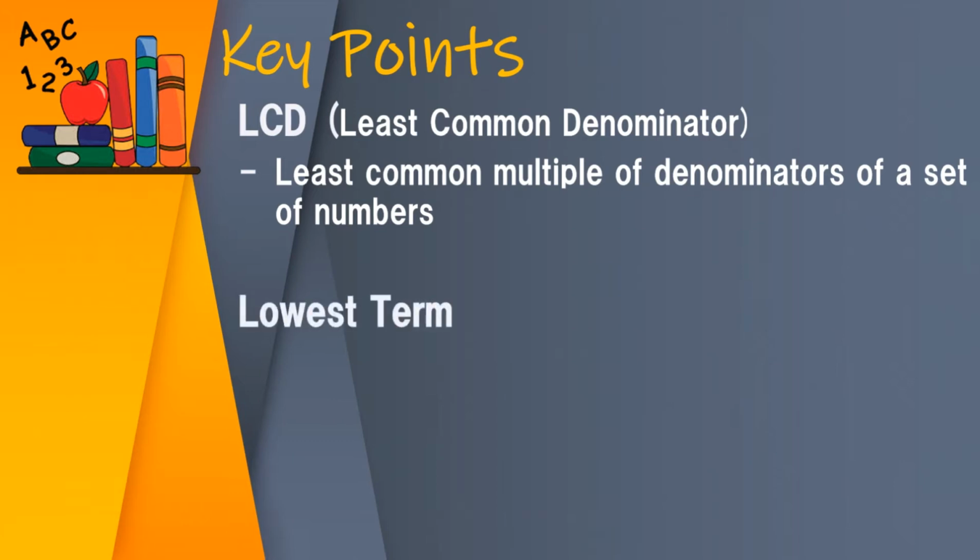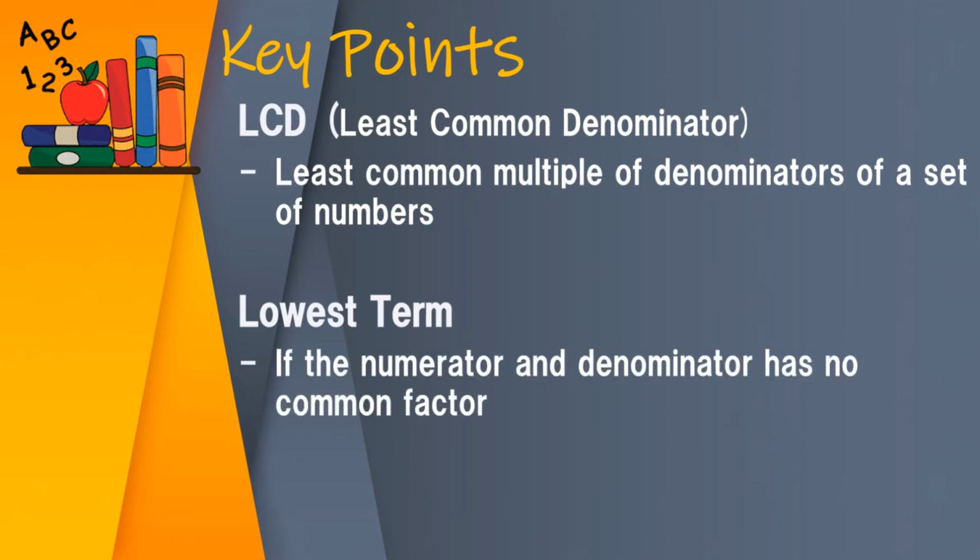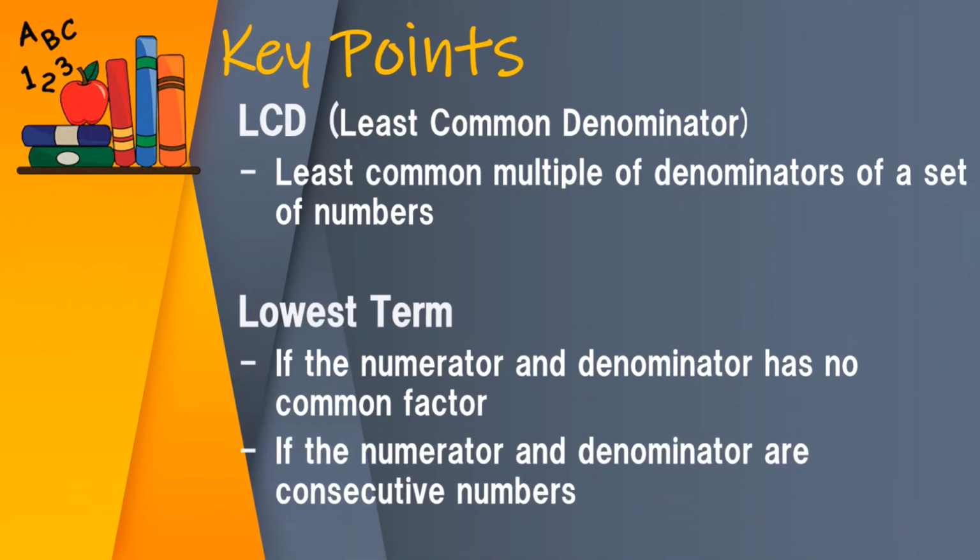Lowest term. How do we know that a fraction is already in its lowest term? First, if the numerator and denominator have no common factors. Another, if the numerator and denominator are consecutive numbers, or magkasunod. And the last is if the numerator is 1.